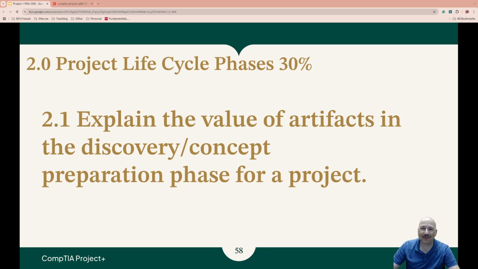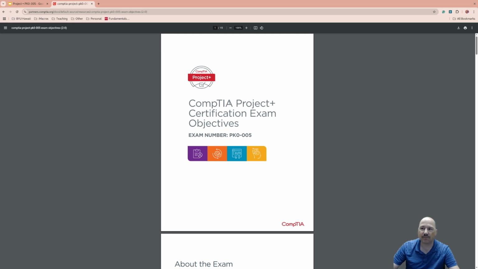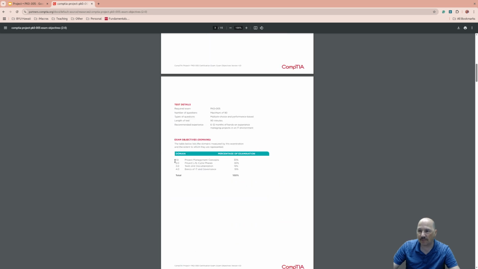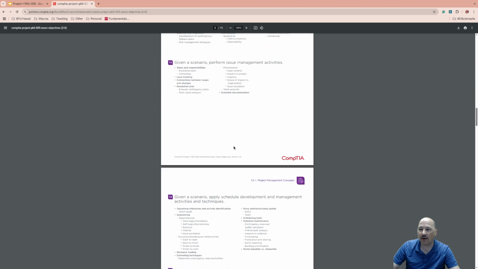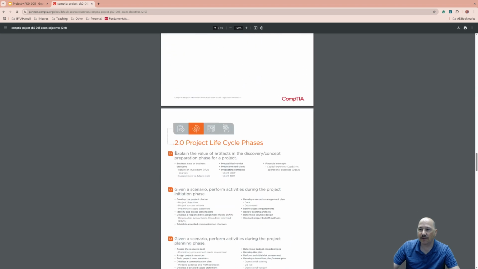Well, welcome back to our Project Plus playlist, and we are on Domain 2, Project Life Cycle Phases, which is 30% of the exam objectives. And we're on 2.1, Explain the Value of Artifacts in the Discovery and Concept Preparation Phase for a Project. So we're getting this right from CompTIA's Project Plus Certification Exam Objectives. I'll link to it down below. And once again, we're on Domain 2, just starting 30% of the exam, and we are all the way down here on 2.1. We're making progress. Let's go.